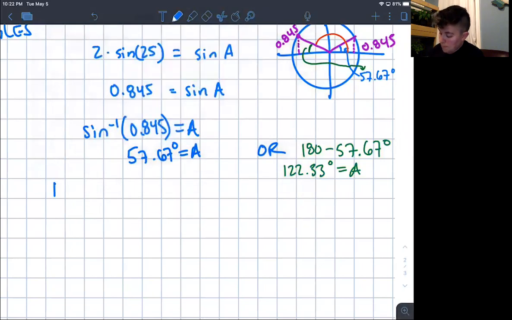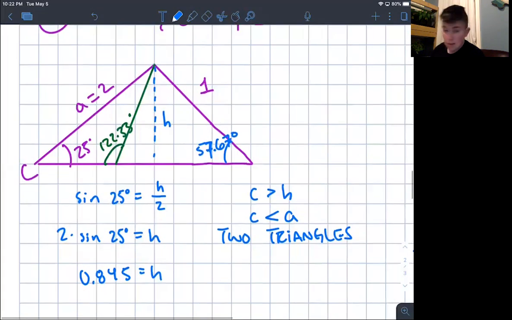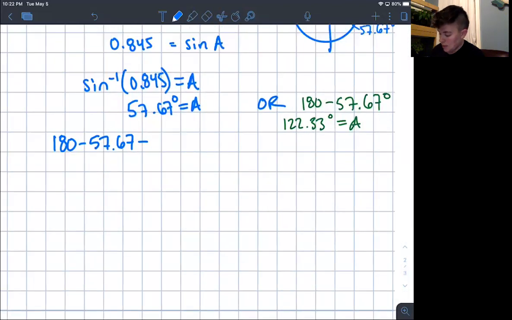So for this one, angle B is going to be 180 degrees minus angle A minus angle C, which was 25 degrees. So 180 minus 57.67 minus 25 equals 97.33 degrees for B.